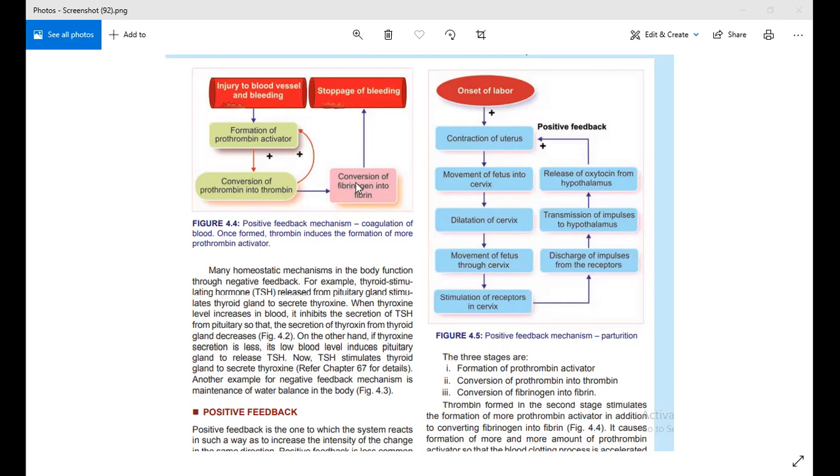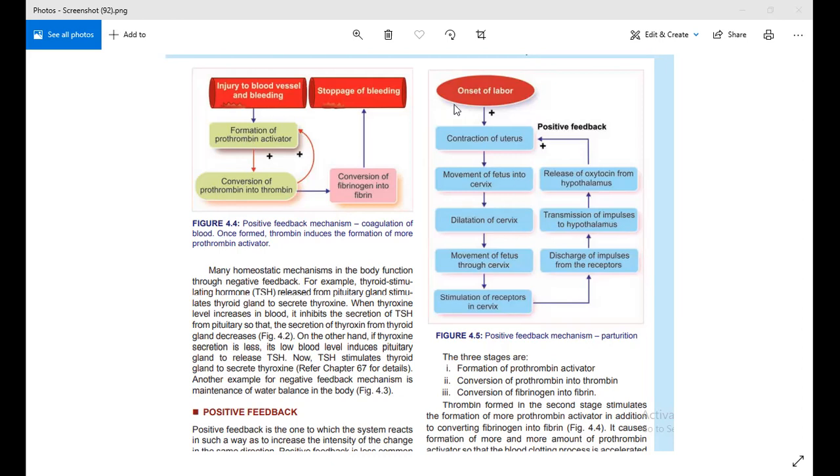And the more thrombin you form, the more fibrinogen is converted into fibrin until the bleeding is stopped. So this is the positive feedback. As long as the bleeding has not stopped, this process will keep repeating itself until the bleeding is stopped. So the initial signal led to the production of thrombin, but this production of thrombin activates the initial signal again to produce more thrombin. So it is called a positive feedback.